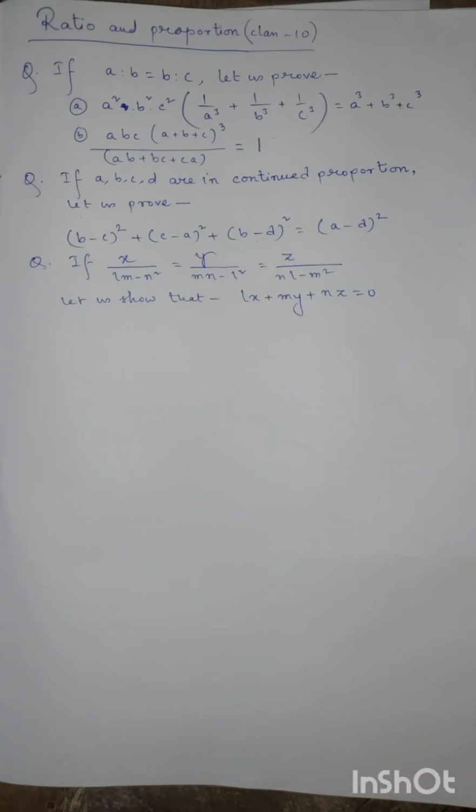So our first question says, if a is to b is equal to b is to c, let us prove a square b square c square within bracket 1 by a cube plus 1 by b cube plus 1 by c cube is equal to a cube plus b cube plus c cube. So let us do it.